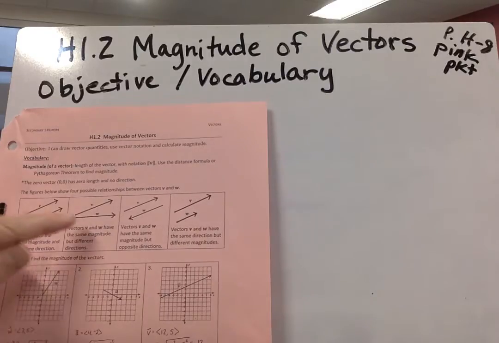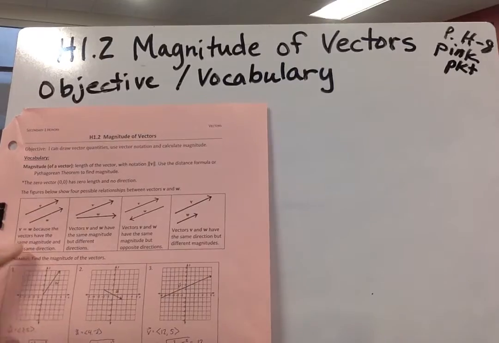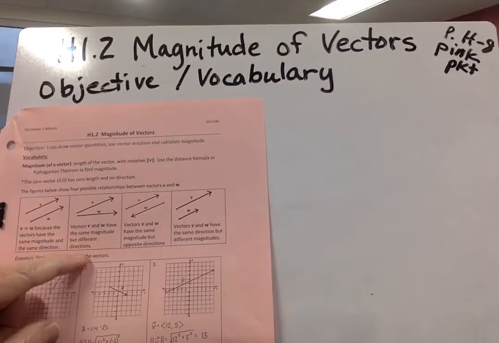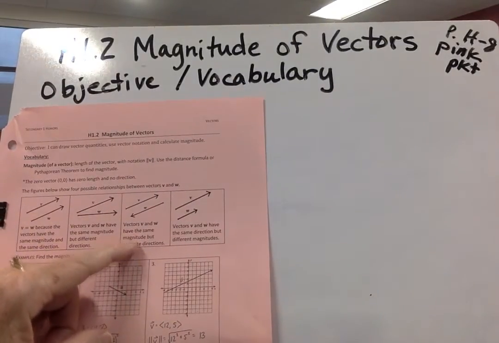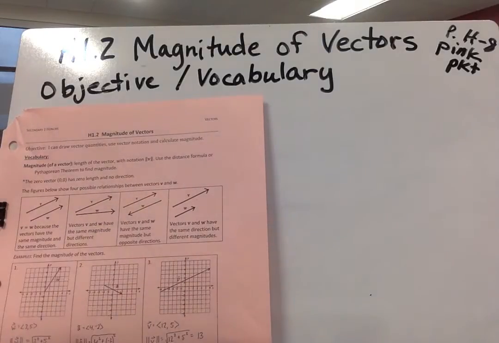These are four possible relationships between vectors. V equals W because the vectors have the same magnitude in the same direction. Vectors V and W have the same magnitude but different directions. Vectors V and W have the same magnitude, remember that's length, but opposite directions. And then vectors V and W have the same direction but different magnitudes. Okay, so we have those different scenarios.